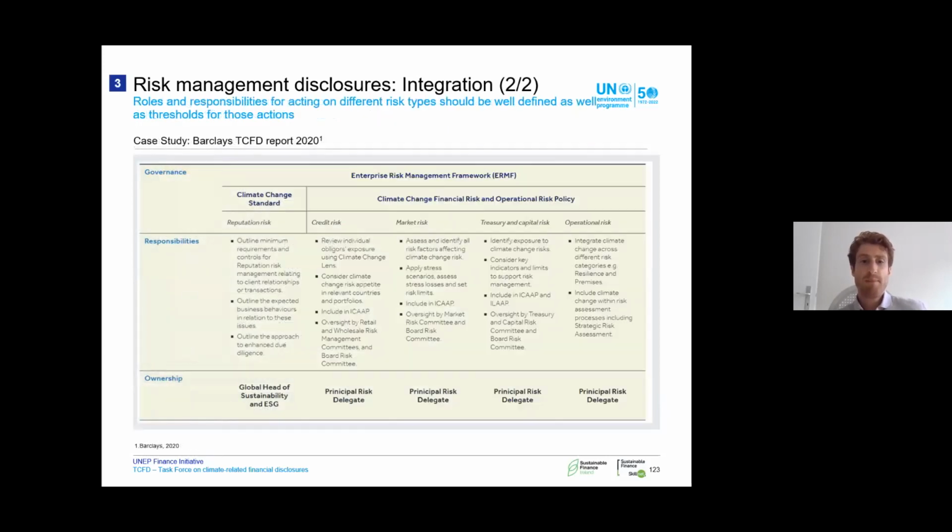So again, using this same report, because I think it's a helpful one to look at, you can see how this framework looks, the different risk types that were mentioned previously, but then clearly delineated responsibilities. So on reputational risks, thinking about specific controls and what the relationships are. On credit risk, looking at exposures and what some of the largest counterparties are and their potential exposures. On the market risk side, these responsibilities are running stress scenarios to see how markets change in response to climate action.